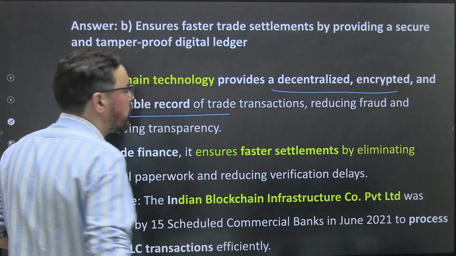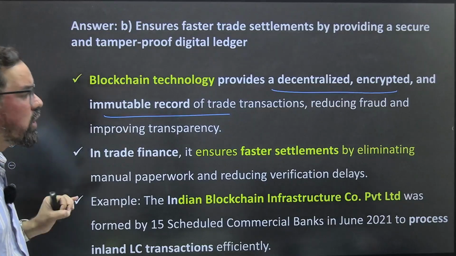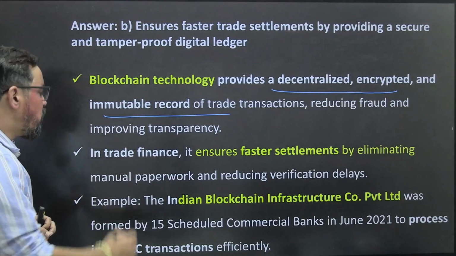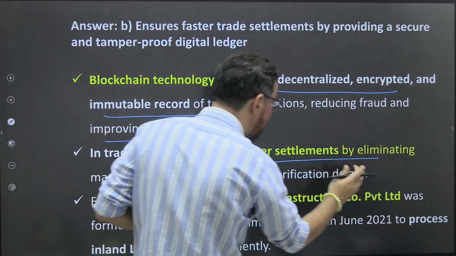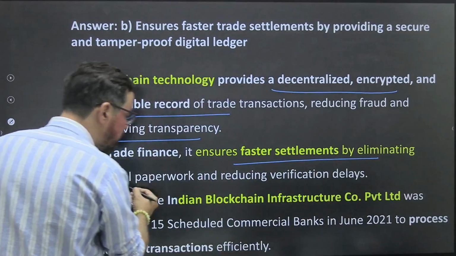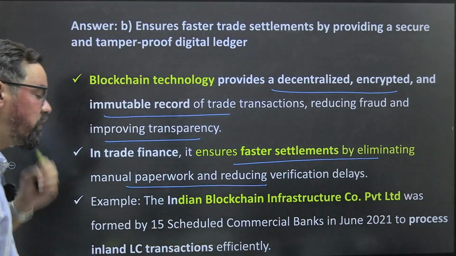immutable record of trade transactions, reducing fraud and improving transparency. So in trade finance, it ensures faster settlement by eliminating manual paperwork and reducing verification delays.